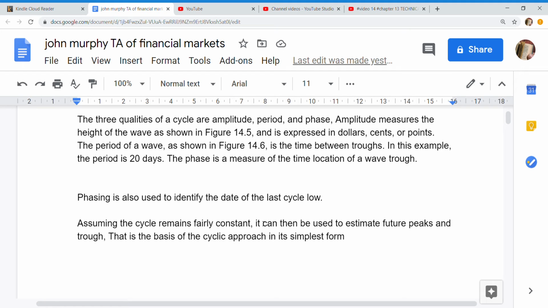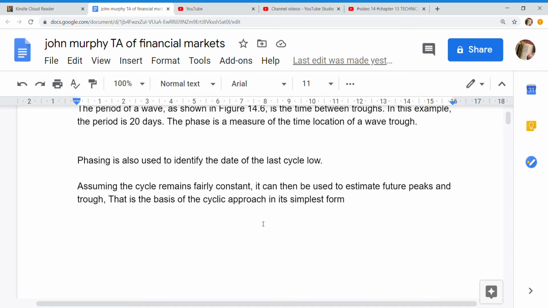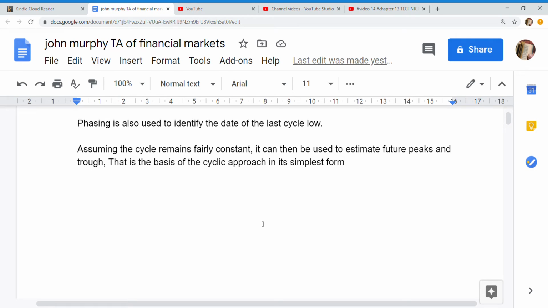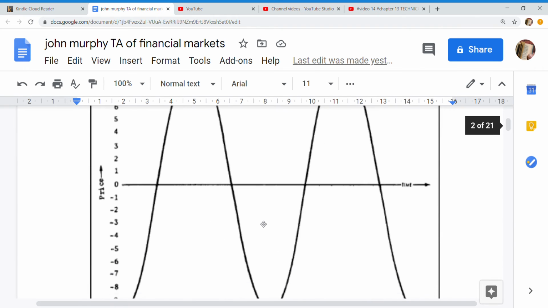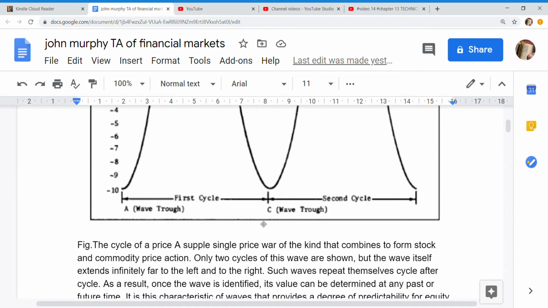The phase is a measure of the time location of a wave trough. Phasing is also used to identify the date of the last cycle low. Assuming the cycle remains fairly constant, it can then be used to estimate future peaks and troughs. That is the basis of the cyclic approach in its simplest form.